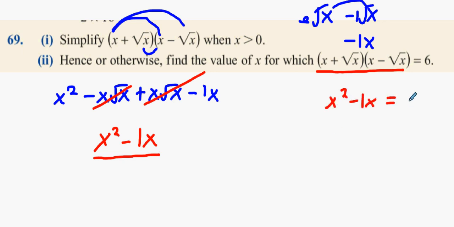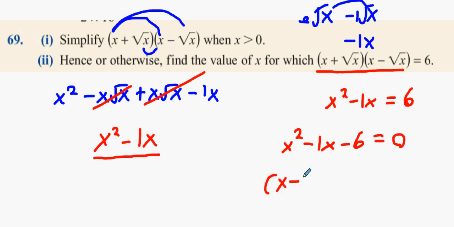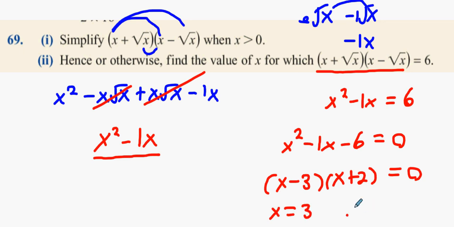Equals? What do we do with the 6? Bring it over to the other side, and you have this here. Two numbers that differ by 1 but multiply to give you minus 6 are 2 and minus 3. You're going to get x equals 3 and x equals minus 2.